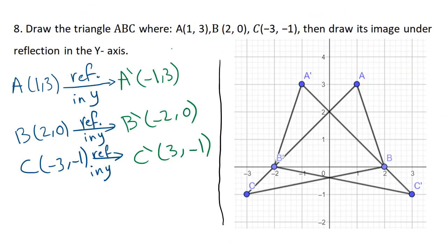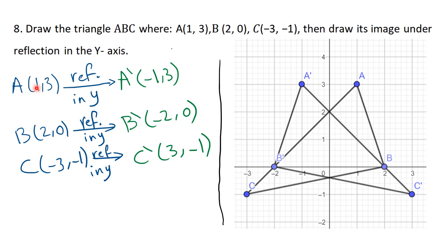Okay, for question 8, draw a triangle ABC where point A equals (1, 3), B (2, 0), C (-3, -1). Then draw its image under the reflection in the y-axis. Since it is a reflection in the y-axis, we said if it is in the y-axis, we change the x. If it is in the x-axis, we change the y. So here it is in the y-axis, so we have to change the sign of x.